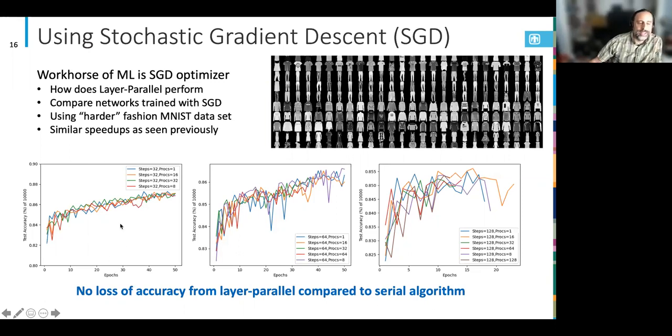And so what we can see here is that regardless of the number of processors we use, if we use serial or parallel, the training actually gets to the same level of accuracy as the serial algorithm. So this is what we want to see: that despite doing this inexact thing, like I talked about before, we're actually doing very well in terms of test accuracy for the training.